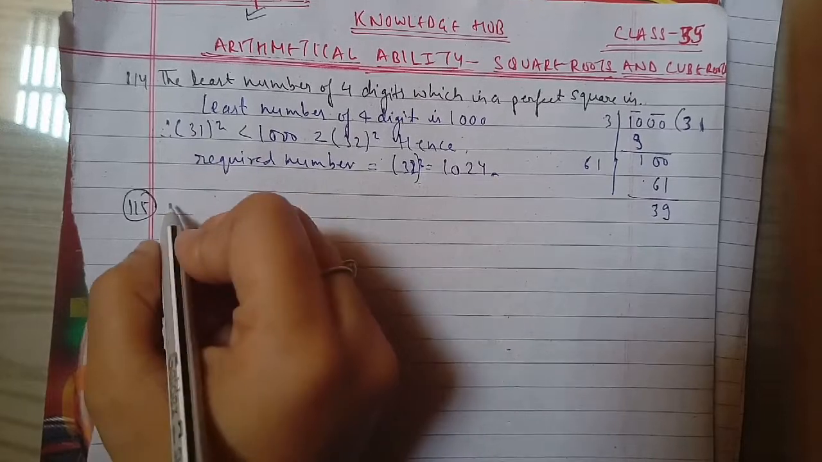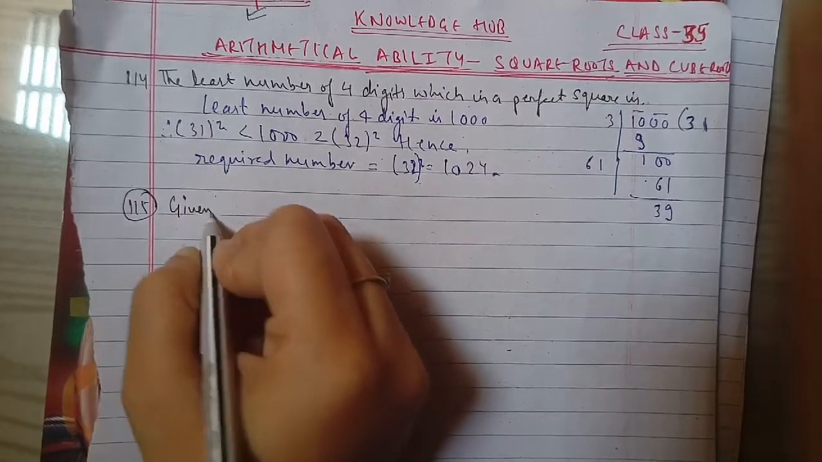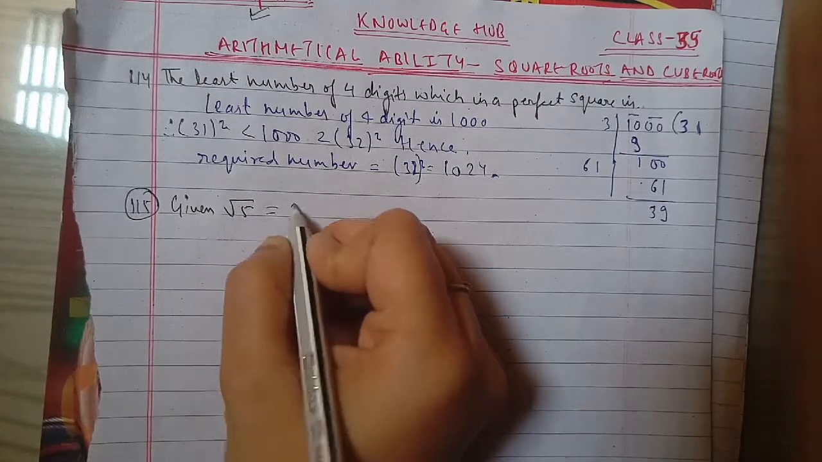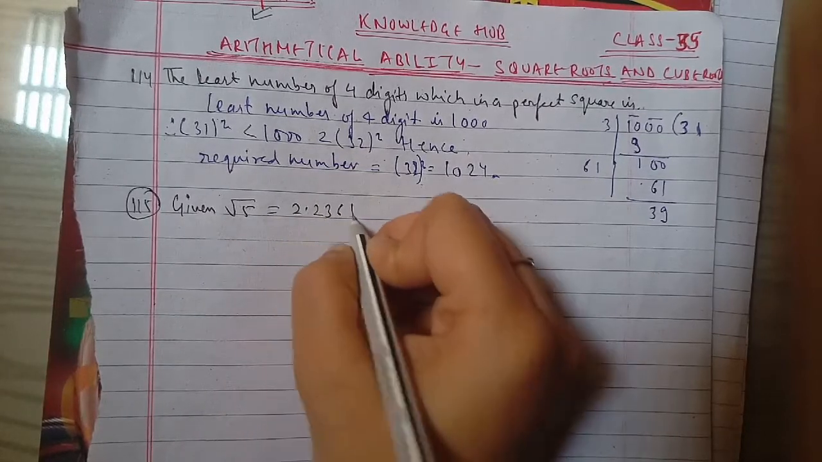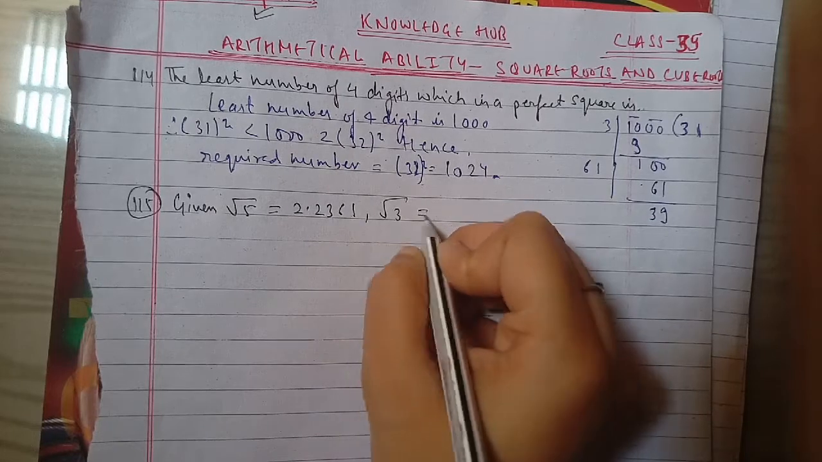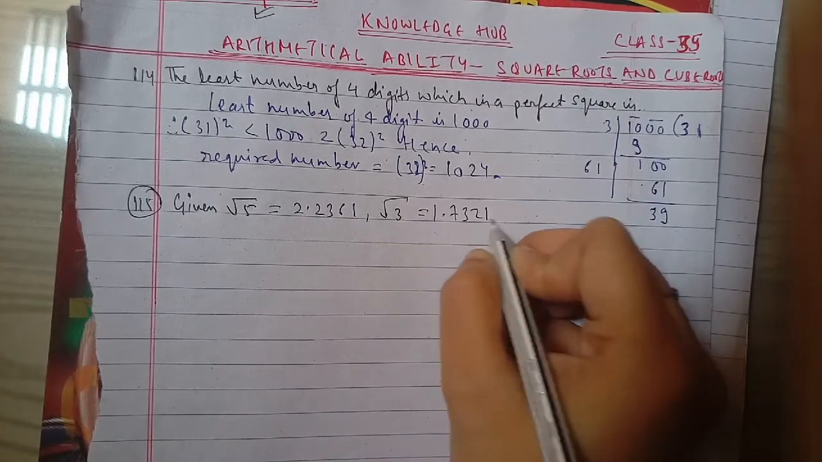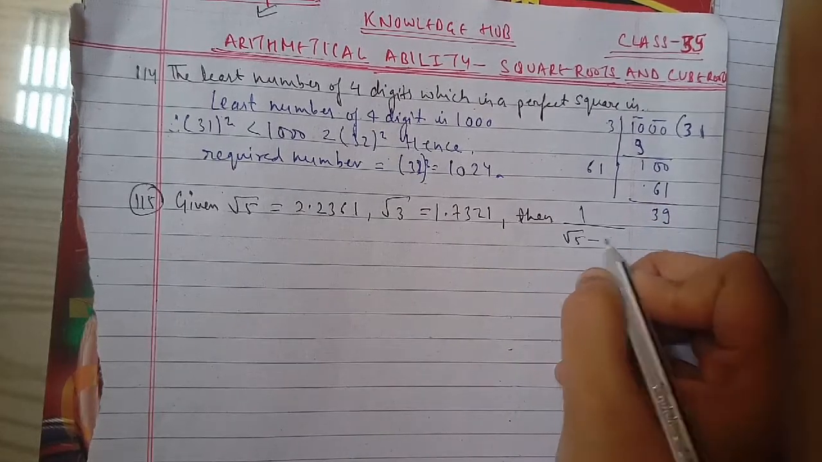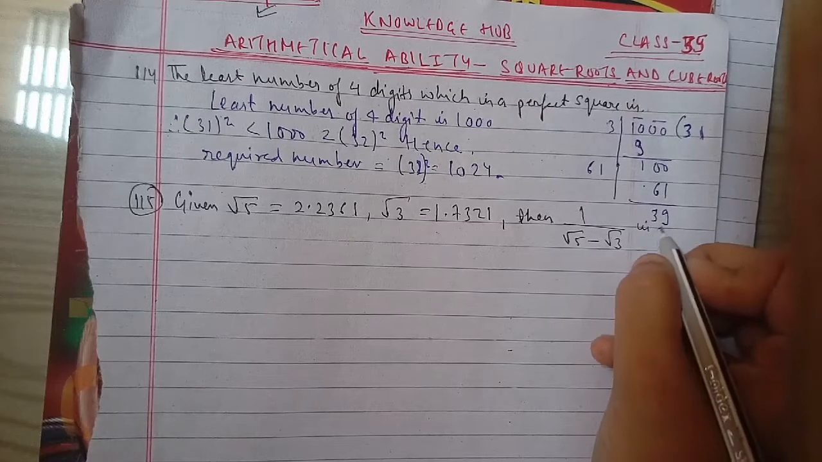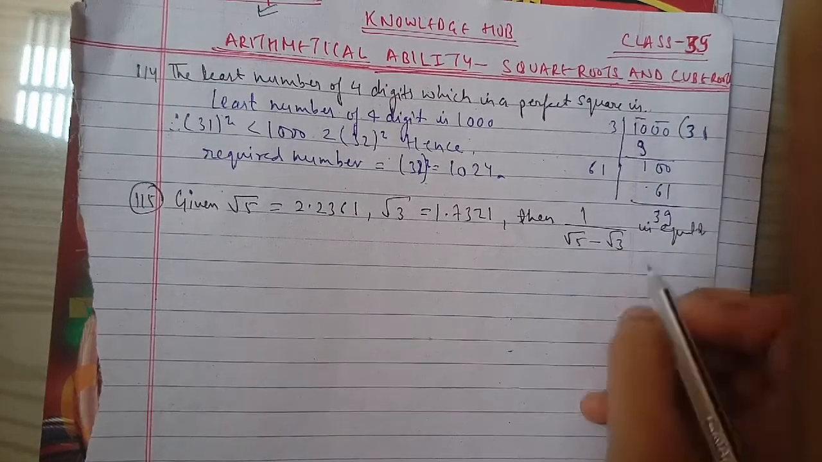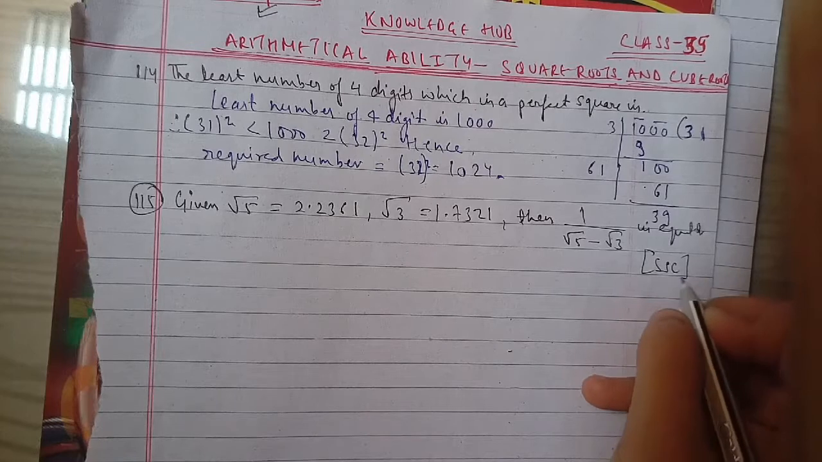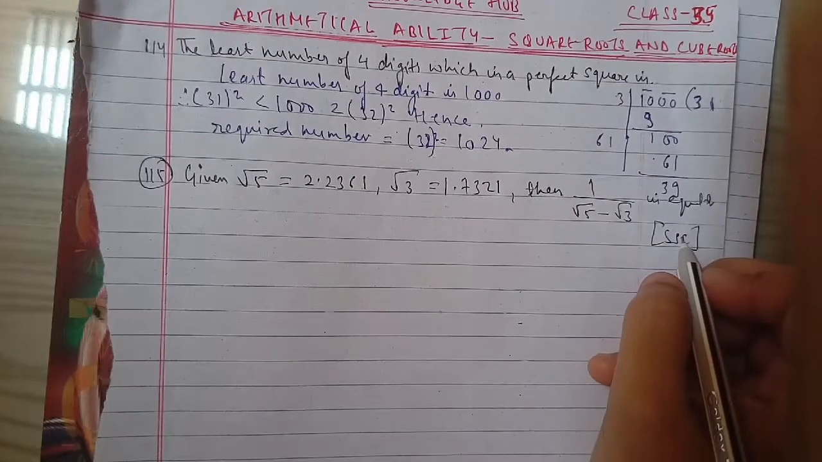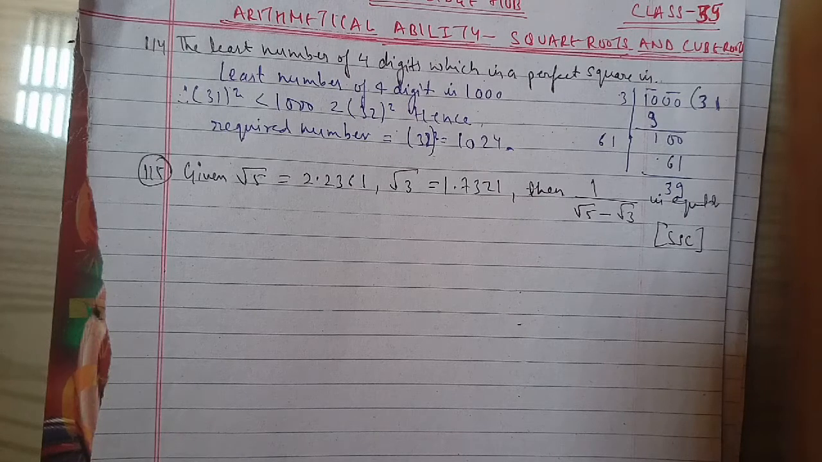Given under root 5 equals 2.2361, under root 3 equals 1.7321, then 1 upon under root 5 minus under root 3 is equal to, this is the question asked in the SSC examination paper, and as I told you the options are 1.98, 1.984, 1.9841 and 2. For that we have to go ahead and find it out. Let's go ahead with the solution.